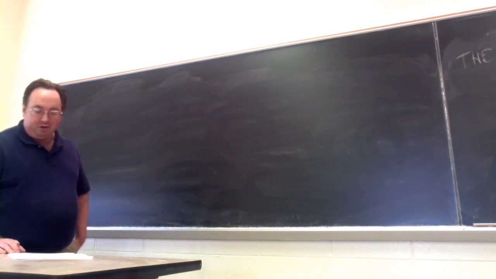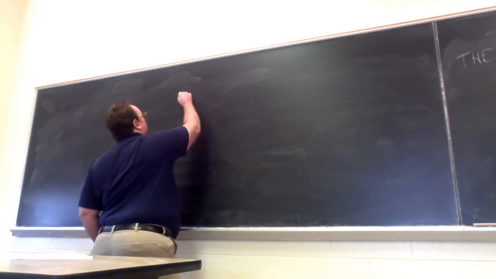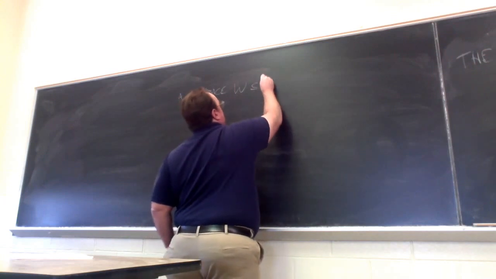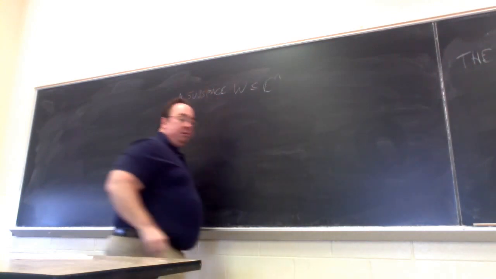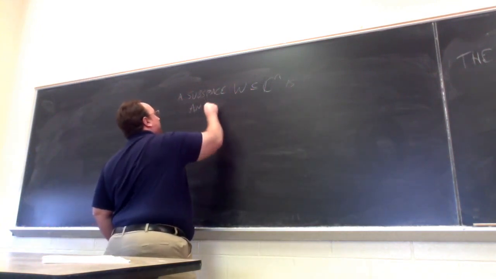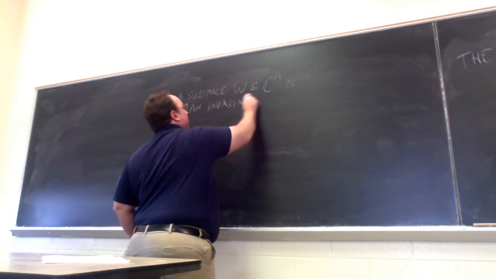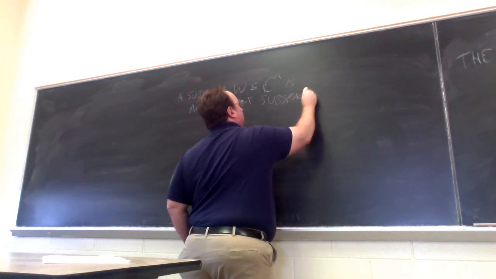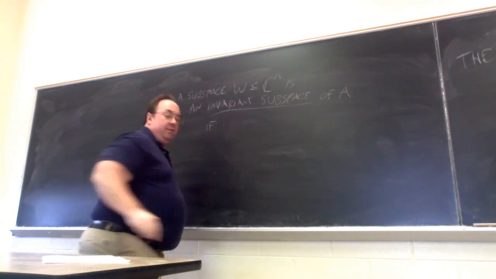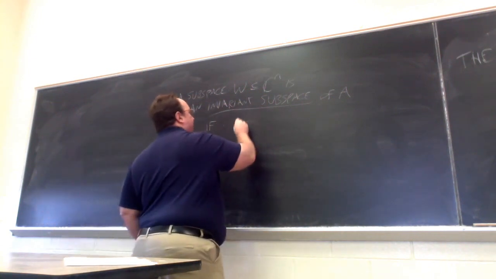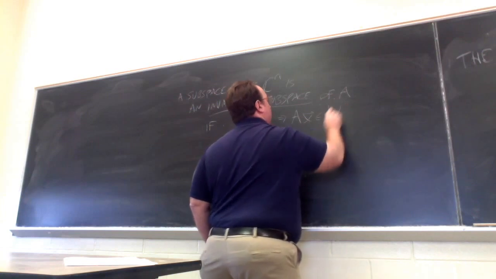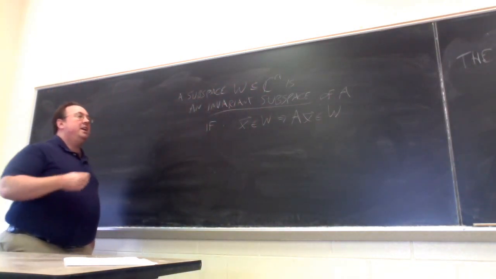Okay, so first new term that we have. A subspace, and I'll call it W, in, actually, need to make it complex, so C^n, is called an invariant subspace of A if the following is true: if you have a vector x that is in the subspace, then A times x is also in the subspace. So multiplying by A keeps it in the subspace.